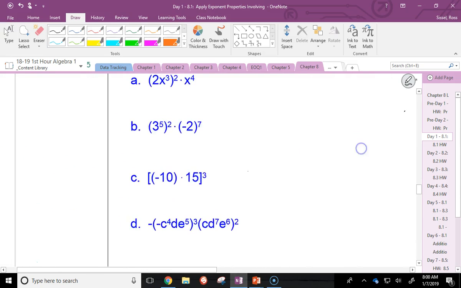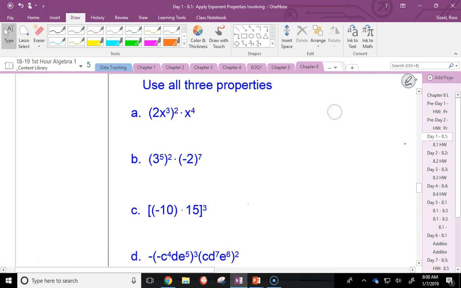So, I'll do the first one with you. What I'd see is 2 times x cubed, all squared, times x to the 4th. Remember, if you ever get confused on whether you're going to add or multiply, I could take this right here and write it like this, because that's what it means to square. It means take it times itself.